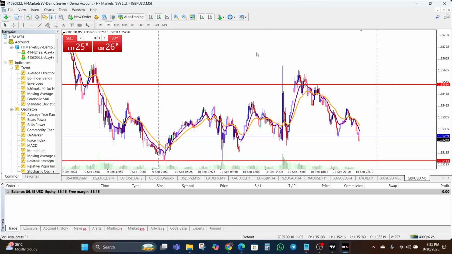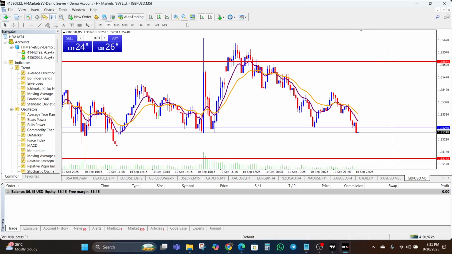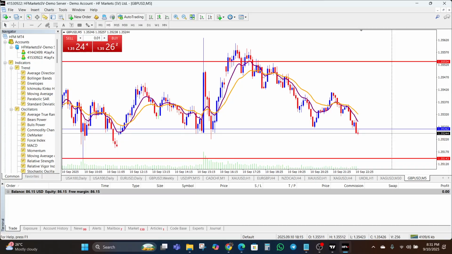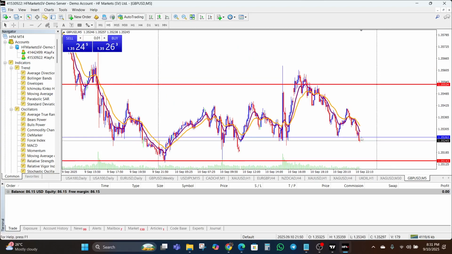You can see now this would have been a good entry. We had price get rejected around this resistance. We had our bearish crossover around here, and you can see that we had a strong bearish candle here. So we would have considered entering here. Stop loss definitely has to be above this swing high. Then our take profit has to be around this next support. So this is just a quick scalp from here to here.